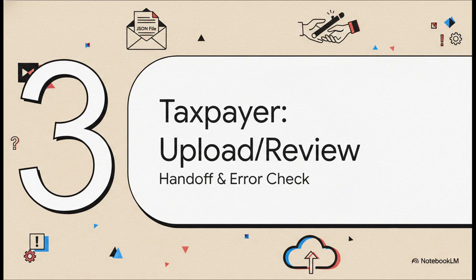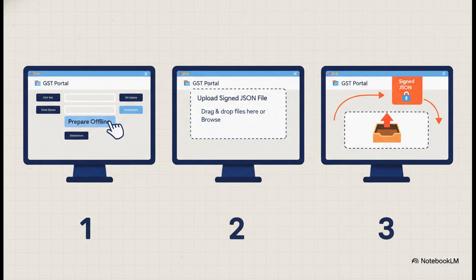Okay, the signed JSON file is in your inbox. The baton is back in your hands. Your job now is to get that file uploaded to the portal and deal with any potential issues that might pop up. And this part is actually really straightforward. You just log back into the GST portal, you go to the GSTR-9C filing page, pick the Prepare Offline option, and you upload the JSON file that your auditor sent you.